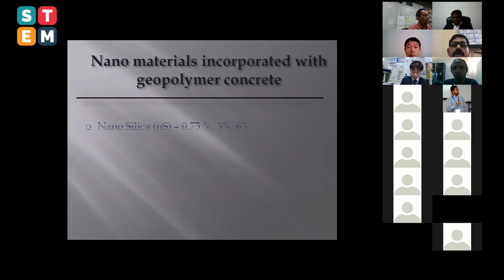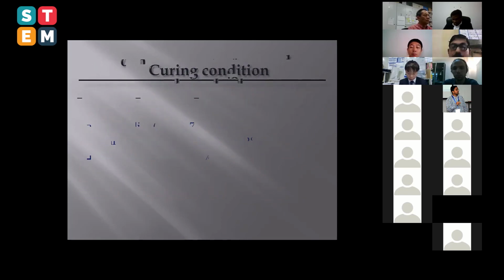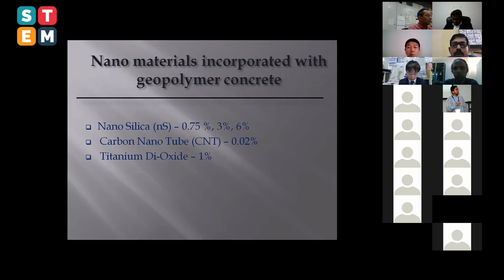And nanomaterials we have incorporated in the geopolymer concrete in the dose of nanosilica, starting from 0.75% by weight of cement, 3%, 6% for carbon nanotube. After trials, this is the optimized dose, because we have tried similar percentages in the cement-based concrete.